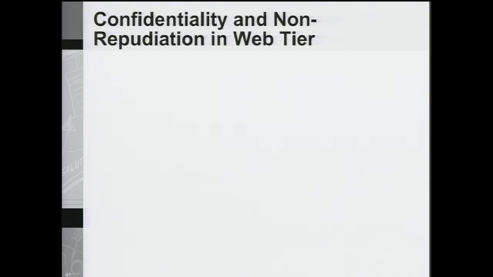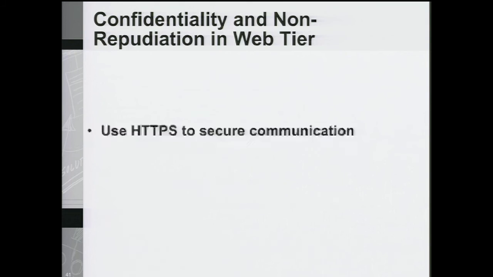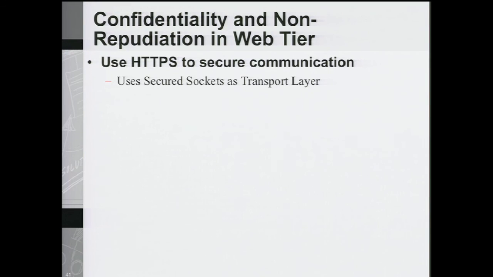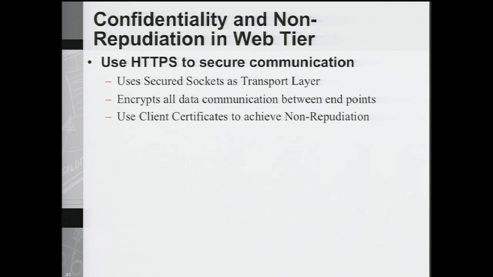All right, let's talk about confidentiality and non-repudiation. Karthik briefly went over confidentiality and non-repudiation. It's a way of protecting the data that is communicated between the client and the server, and also, in terms of non-repudiation, making sure we can confirm that whoever is claiming an identity can be asserted. You can use HTTPS to secure the communication. It uses secured sockets as a transport layer, and it encrypts all the data communication between endpoints. So you can achieve non-repudiation. Again, everyone identifies the server, but then how do you identify if the client is who it says it is? For that, you can use client certificates.